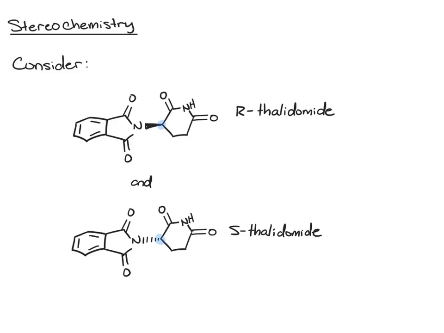This compound was extremely popular in the 1950s in Germany and several other countries. And what they did was they prepared thalidomide as what's known as a racemic mixture, and that just means they prepared it as an equal mixture of these two.